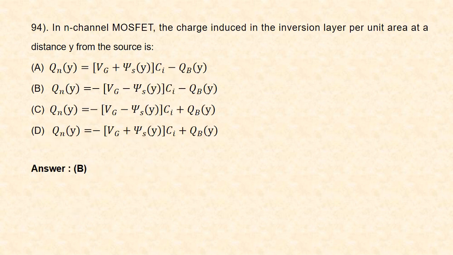In N-channel MOSFET, the charge induced in the inversion layer per unit area at the distance y from the source is given by the formula Qn(y) = -[Vg - ψs(y)] Ci - Qb(y). Here Vg is the gate voltage, ψs(y) is the surface potential at a distance y, Ci is the capacitance and Qb is the barrier. Option B is the correct answer.